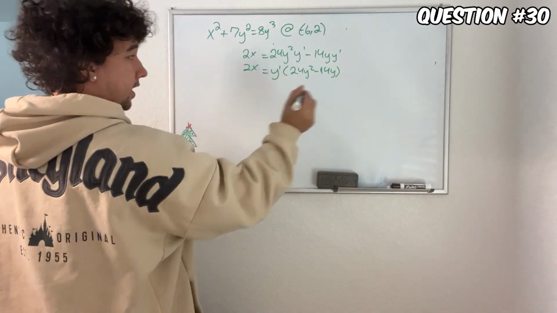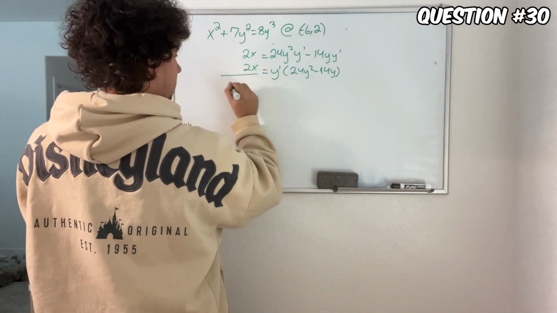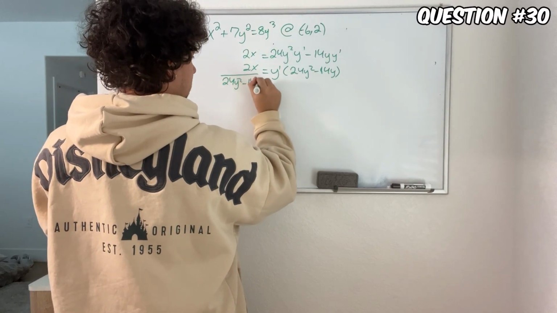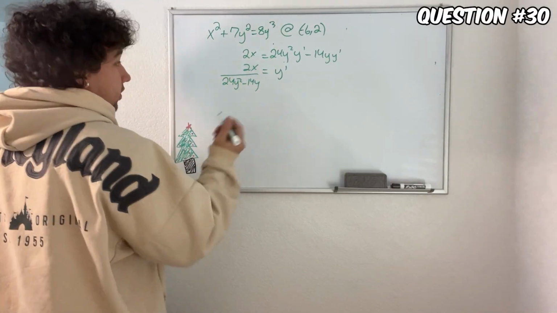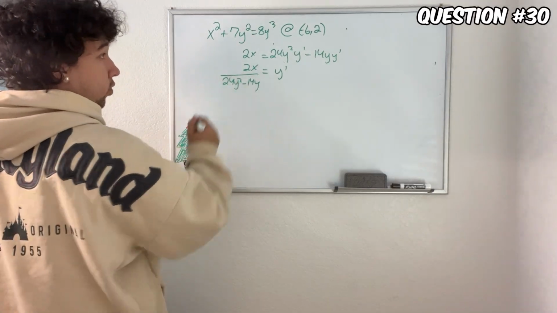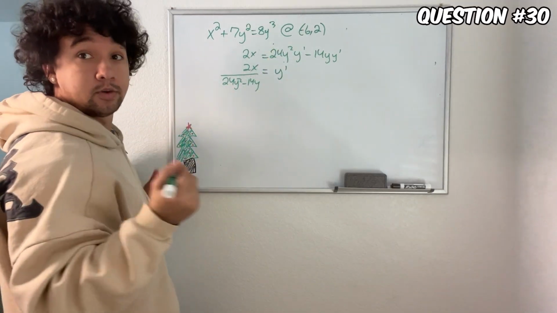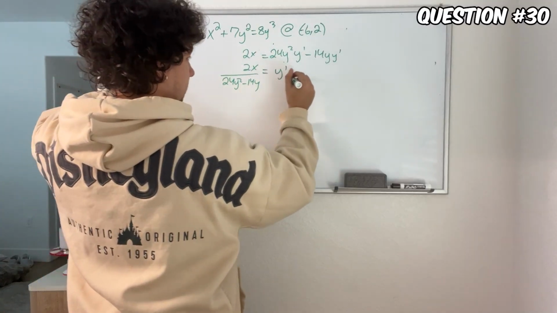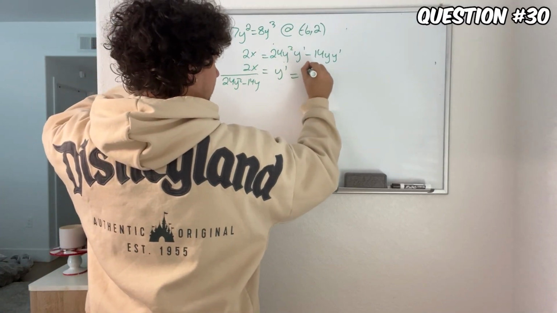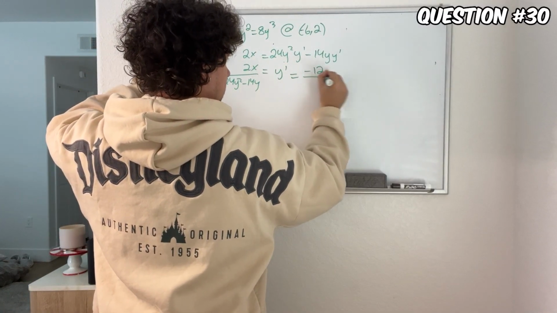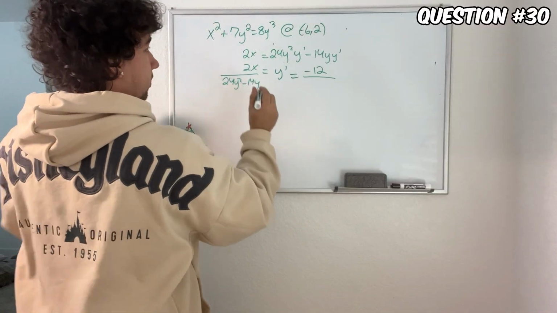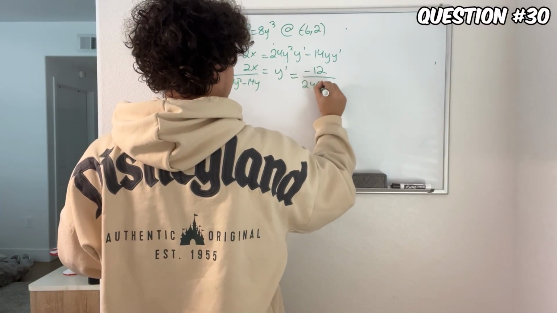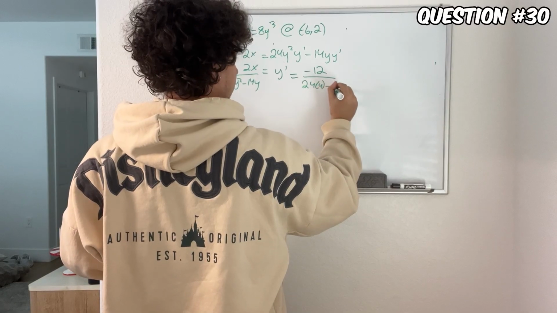And now I'm going to divide everything by that. So 24y squared minus 14y. Right. Now, this one's a little bit different because I have x and y here. So I'm just going to plug in negative 6 and 2. So this is going to be equal to 2 times negative 6 is negative 12 over, well, 24 times 4. So 24 times 4 minus 14 times 2.